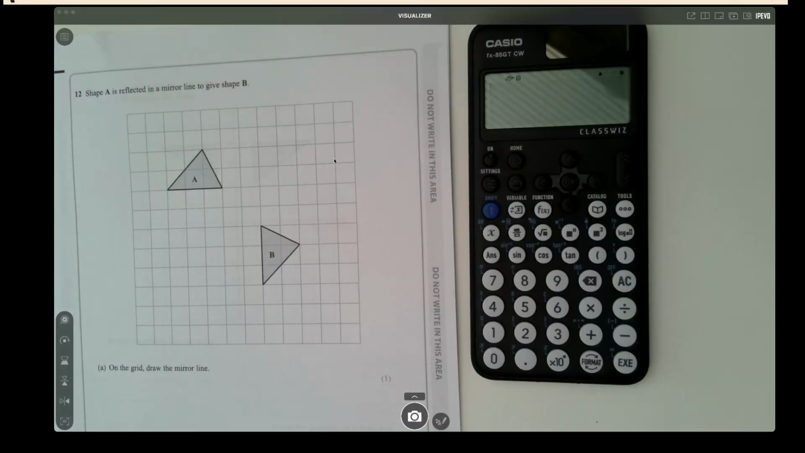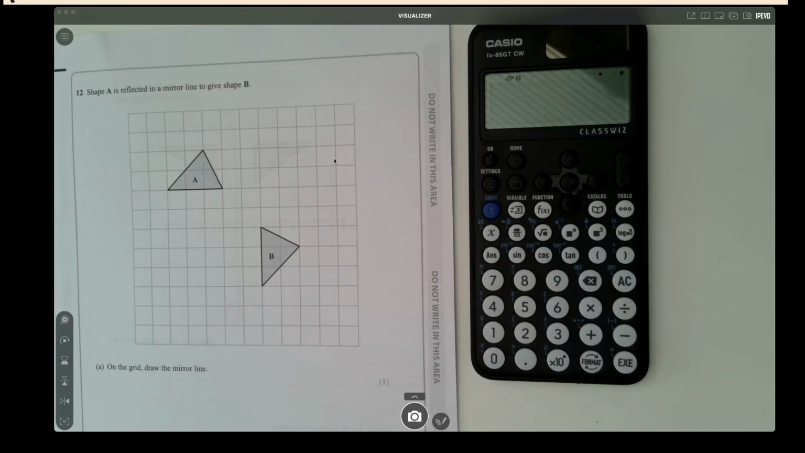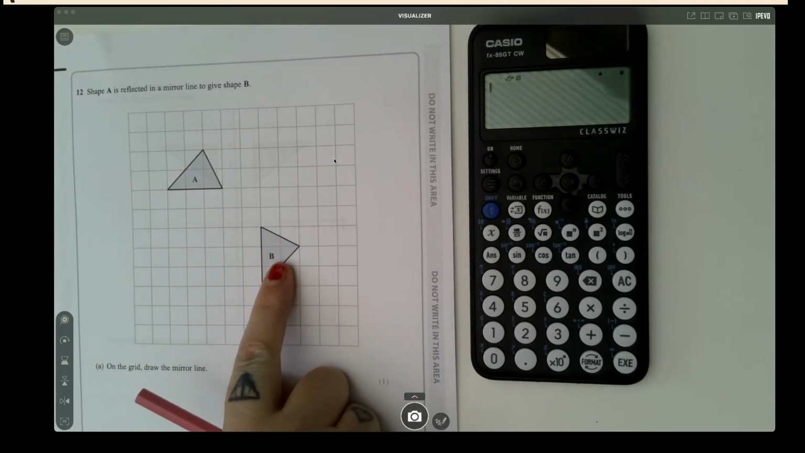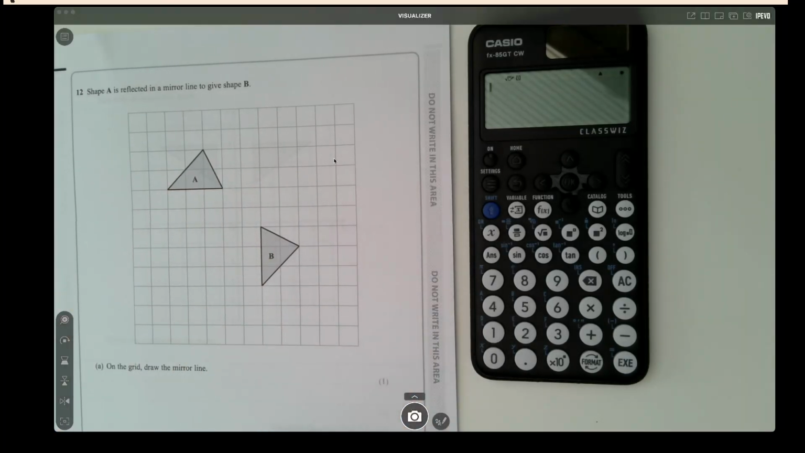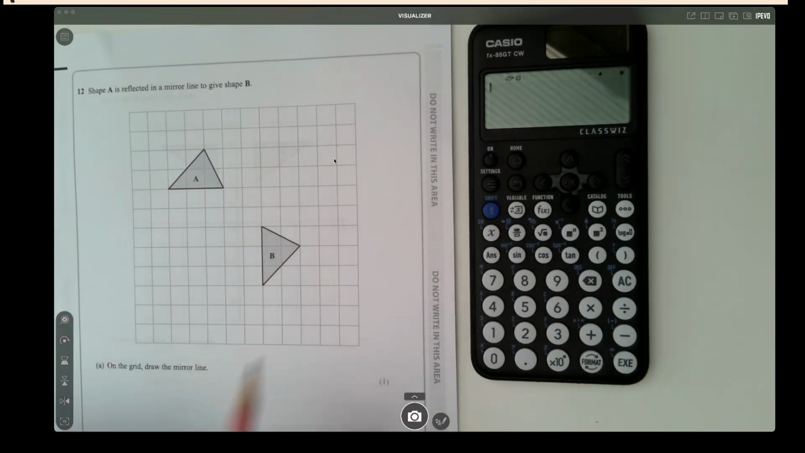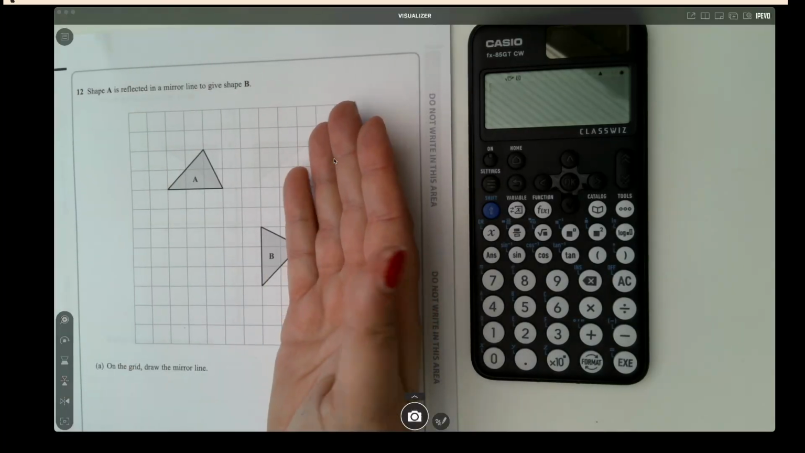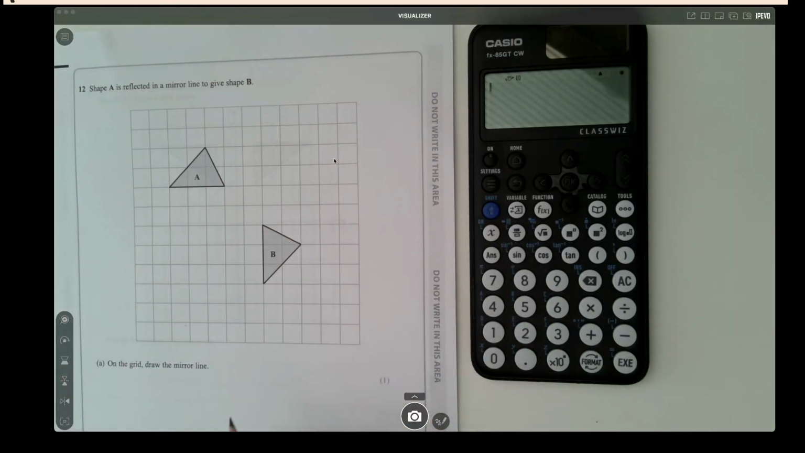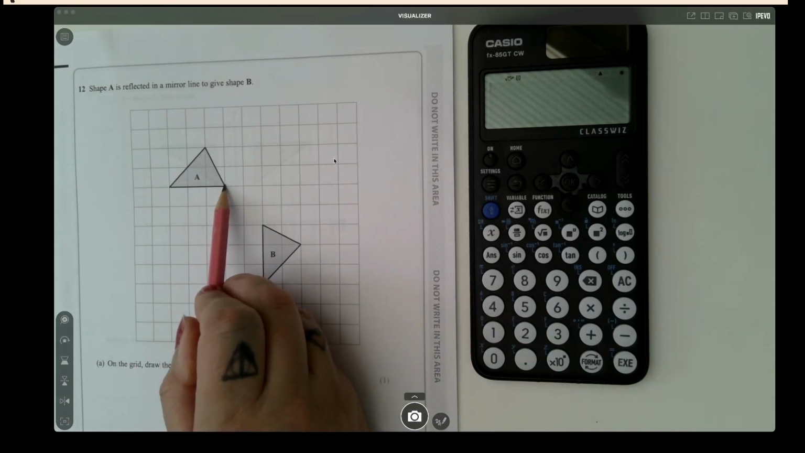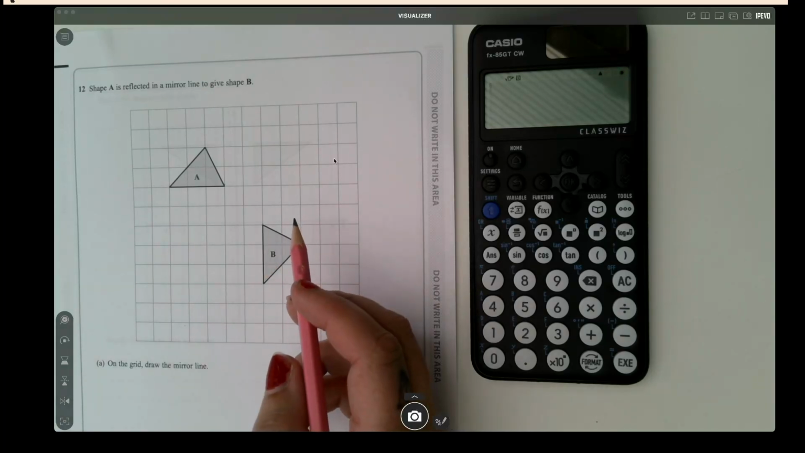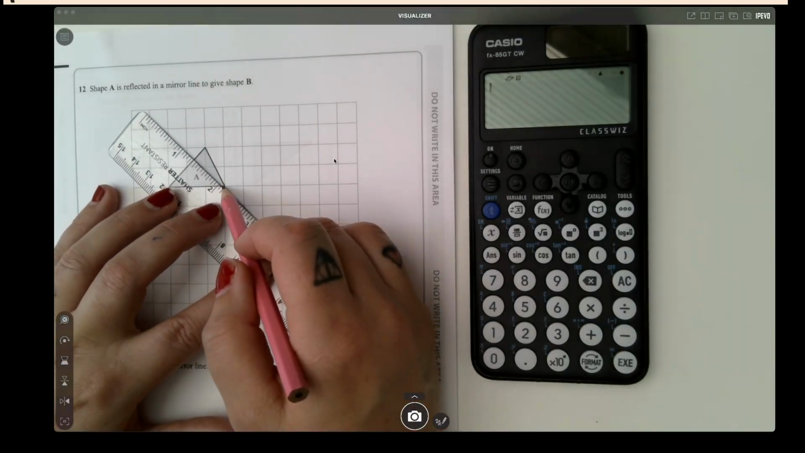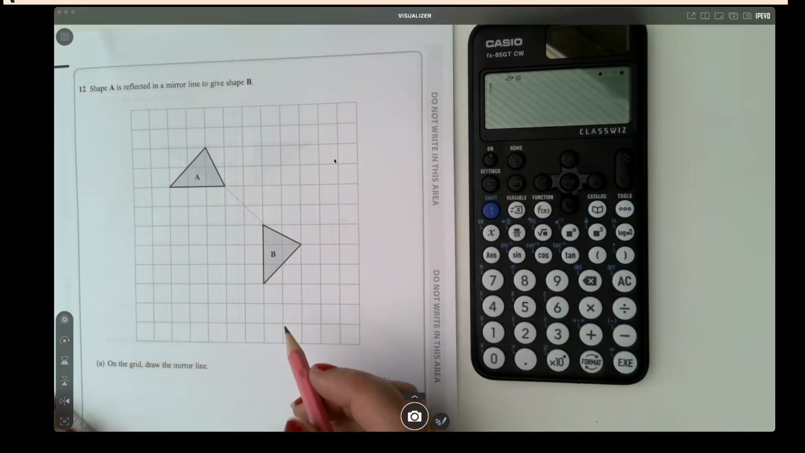Question 12. Shape A is reflected in a mirror line to give shape B. On the grid, draw the mirror line. So what we can see from going from shape A to shape B is that shape B has changed position slightly. So instead of it being flipped directly on the horizontal or directly on the vertical, it must have been flipped diagonally. So if we try and pick two corners, they're corresponding corners. So it's been flipped across here, look, and a mirror line is halfway.